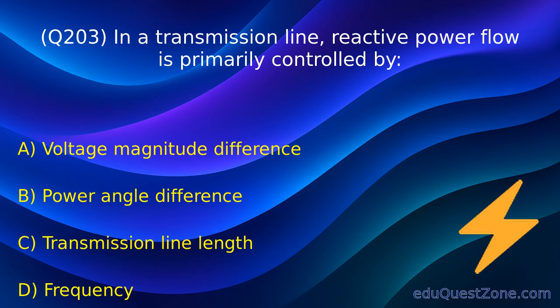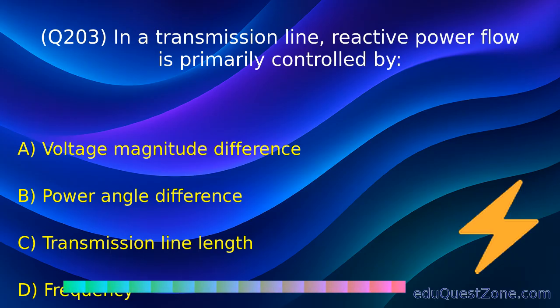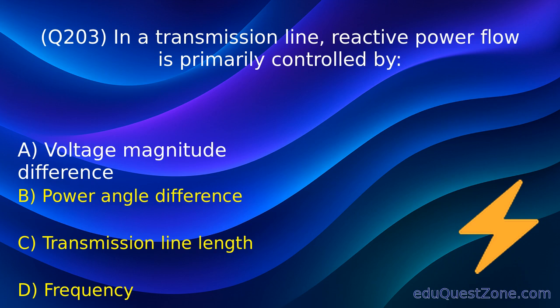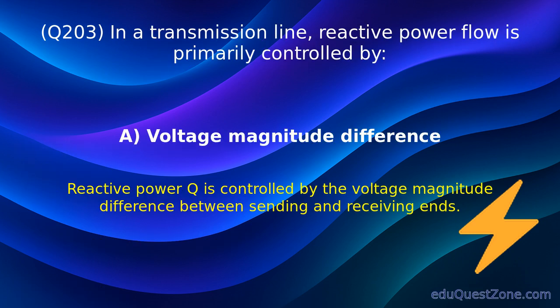Question 203. In a transmission line, reactive power flow is primarily controlled by... Option A, voltage magnitude difference. Reactive power is controlled by voltage magnitude difference.